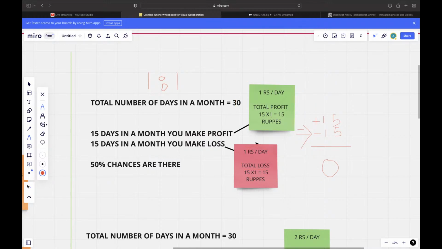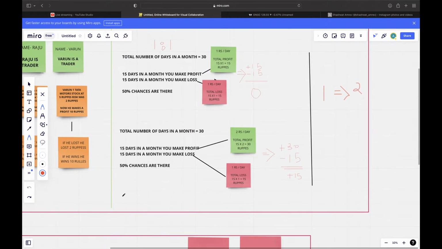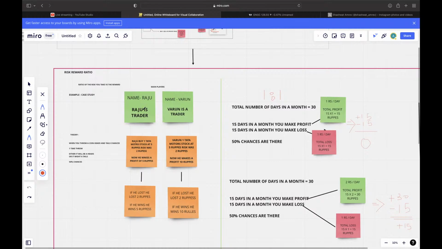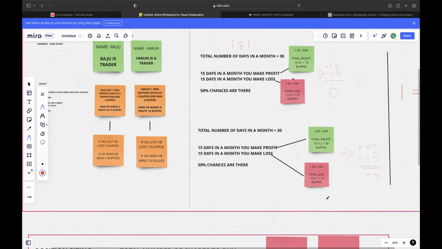What if you are a good one? You are Varun. You are not Raju. You are Varun. What if this? Let's see.